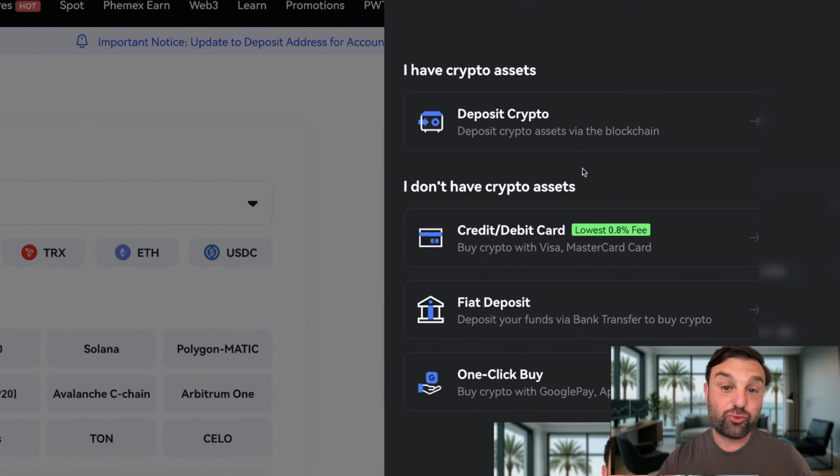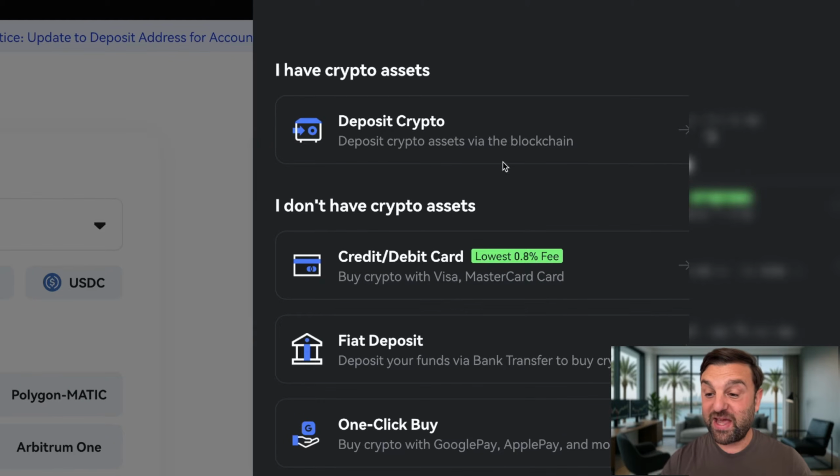There are some other great ways of depositing funds to Phemex, for example, like fiat deposits from your bank and one-click buy, even with Google Pay and Apple Pay. But again, I do believe that you need to be fully verified to deposit that way. Feel free to try because the rules and regulations change and it depends where you're watching this video from. But the easiest way is to simply deposit crypto.